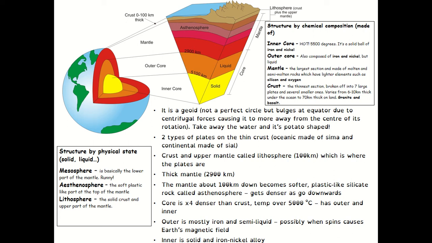Now, we've got two types of crust. We've got oceanic crust, which is SIMA, that is silica and magnesium. And then we've got SIAL, which is silica and aluminium, and that is the continental one.